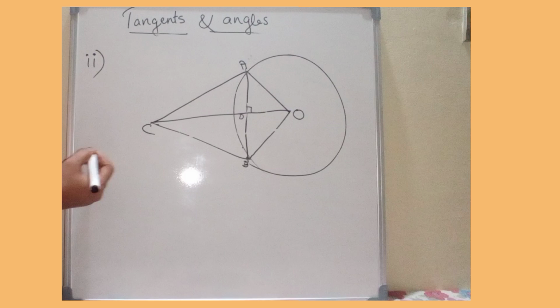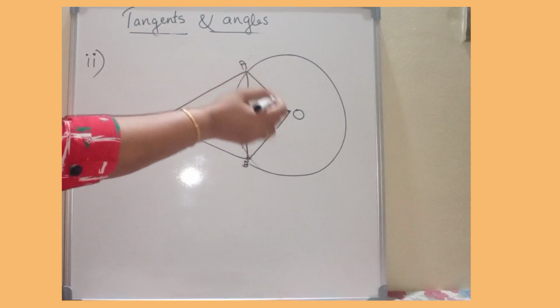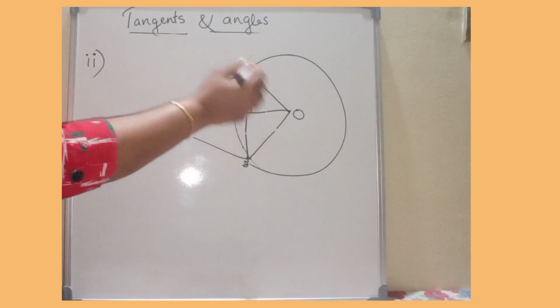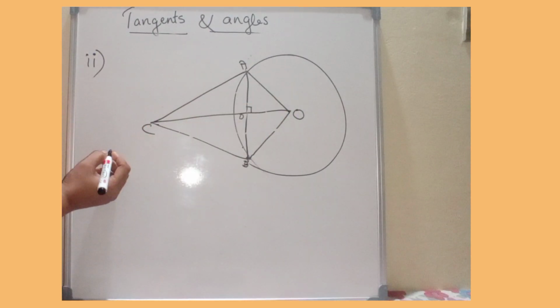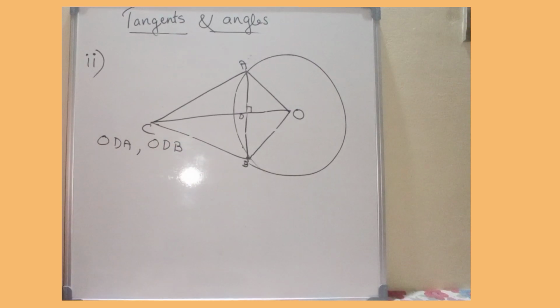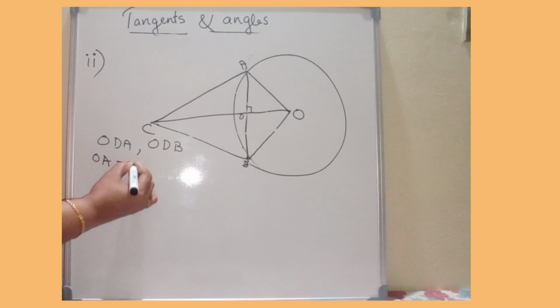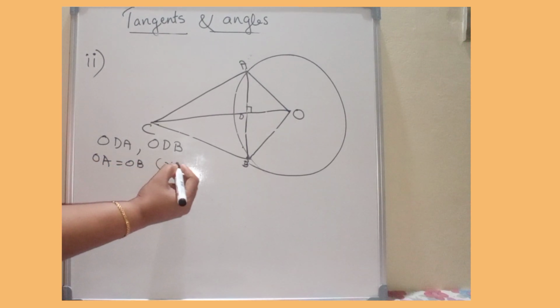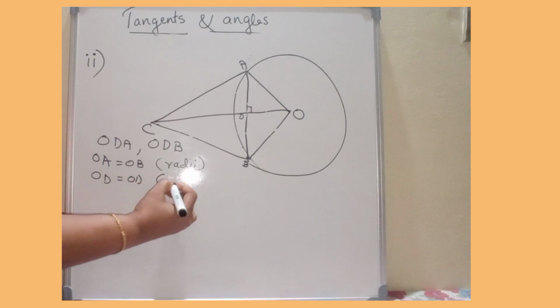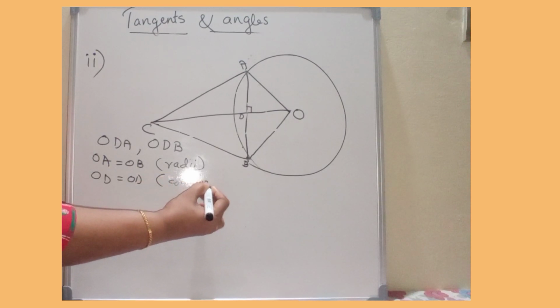Okay, so consider the triangles. First consider these two triangles. One is triangle OAD or ODA, and another is ODB. Okay, so consider the triangles ODA and ODB. Two triangles, and in these two triangles we have OA and OB are equal. What is the reason? Because they are the radii of the circle, and OD is equal to OD because that is the common side of both the triangles.